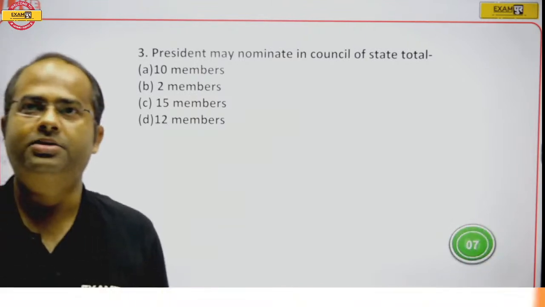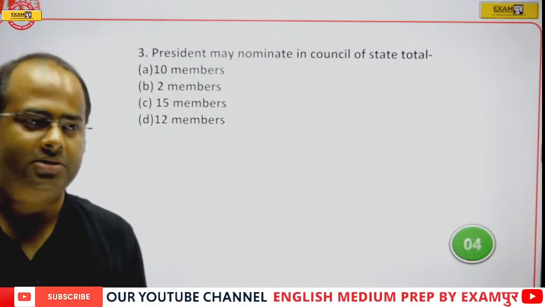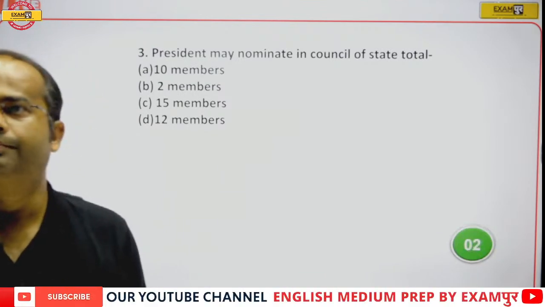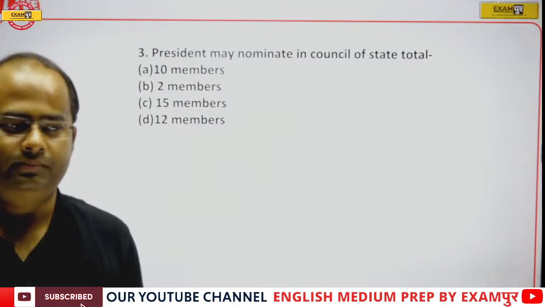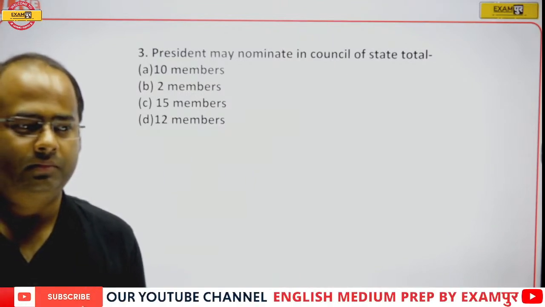Increase the brightness. Okay, so the brightness has to be increased. Please increase the brightness.